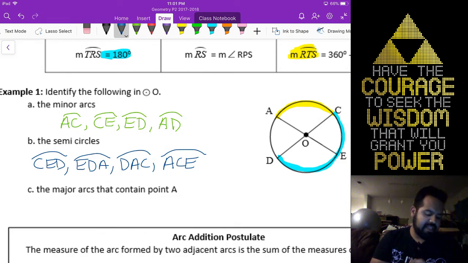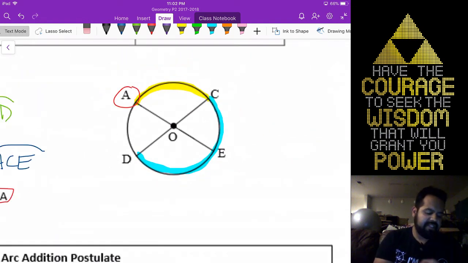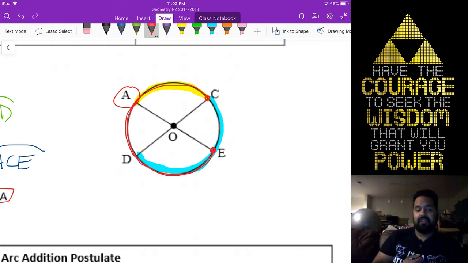Now for a major arc that contains point A, that means I need this one. Well, for a major arc, I could say CAE, and if you think, well, how does that work, Mr. T? Well, C is my starting point, A is my direction, and the last letter is where I stop. Well, since I told you stop at E, you're going to skip right past D. So then that's one major arc.